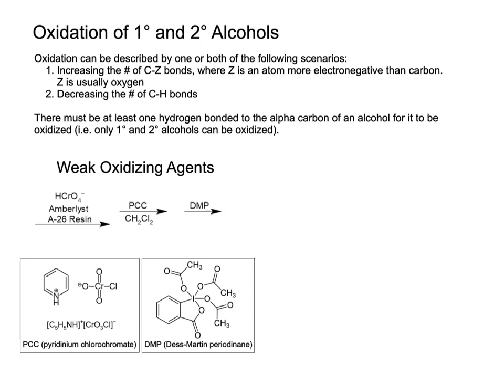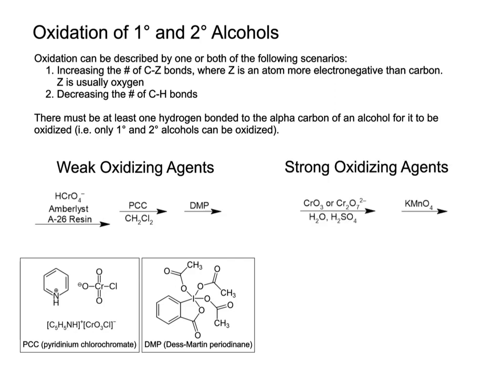Now, when it comes to PCC and DMP, here are some pictures of what they look like. So you can see that PCC is pyridinium chlorochromate, and it's really just an ionic compound, which I have the visual representation of as well as the chemical formula. And DMP is Dess-Martin periodinane, and it's this giant molecule here, which is why we use the abbreviation.